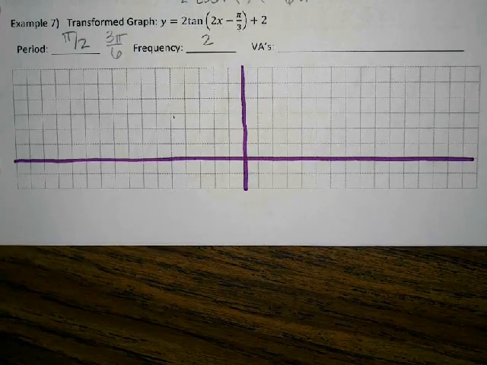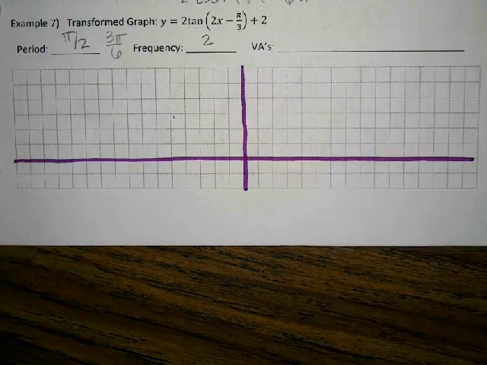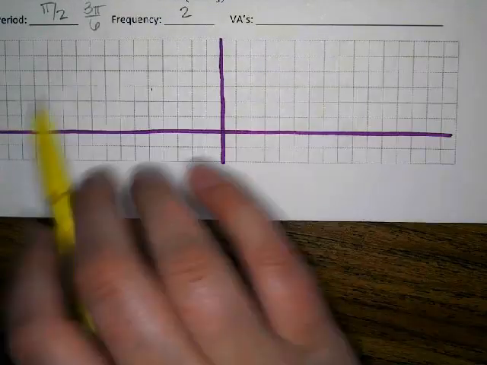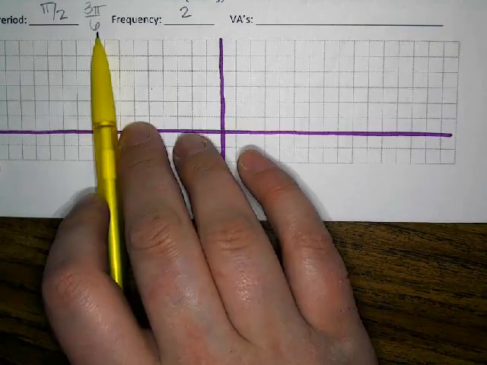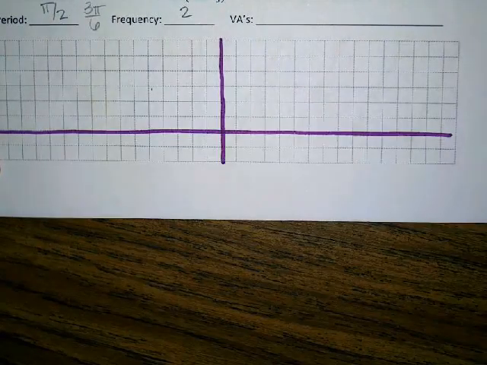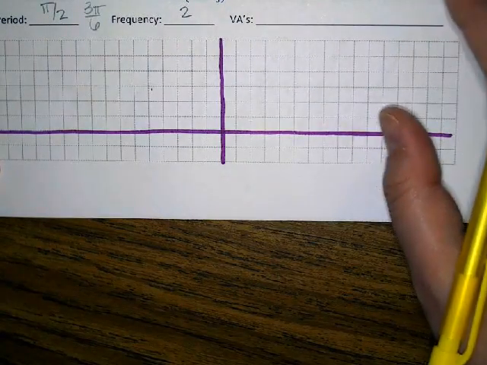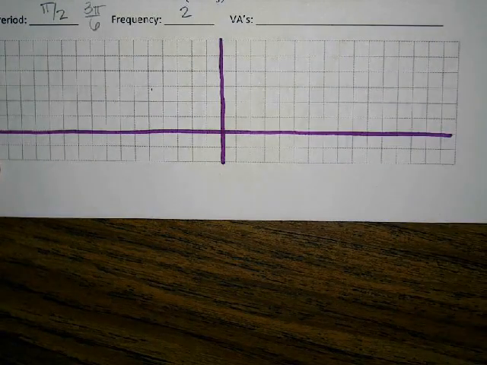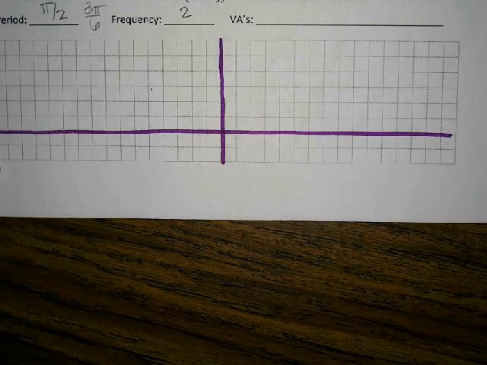Okay. Instead of doing 12 boxes for pi halves, you could maybe do 12 boxes for pi, all of pi. Does that make sense? Yes. 12 boxes for all of pi. Do we understand how that would work? Yeah, we could try that, but let's just do 12 boxes for pi halves so we're staying consistent.